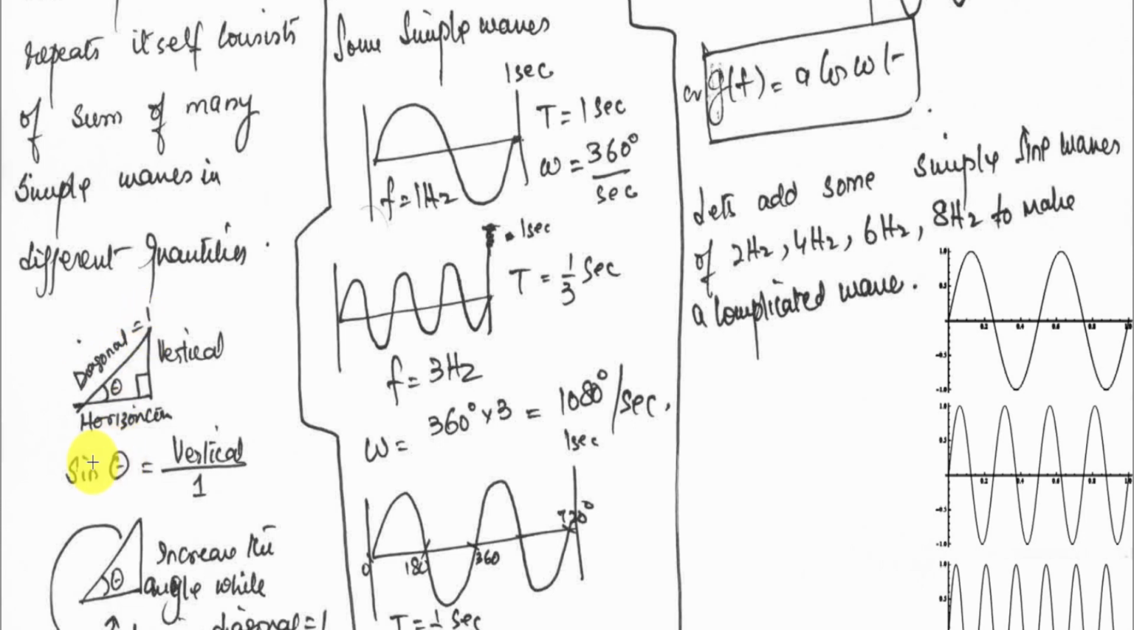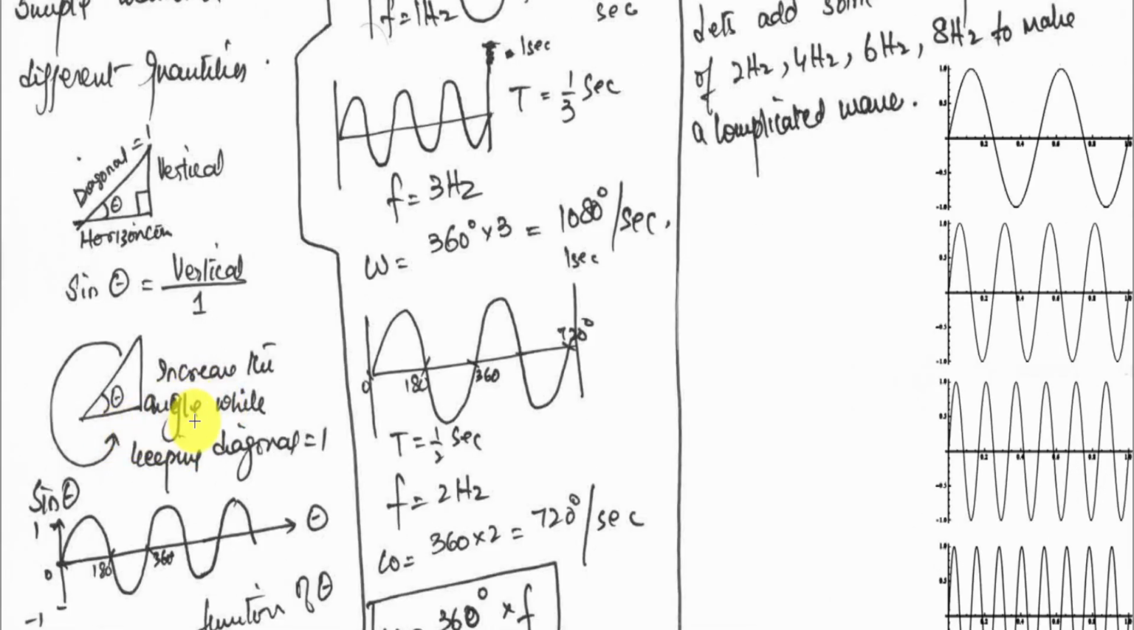So I can say that sine of this angle theta is vertical upon 1, or the height upon the hypotenuse. So if I increase the angle theta while keeping the diagonal equal to 1, obviously this thing is going in this fashion, the diagonal, and if I watch the length of the vertical, let's say theta equals 0, the vertical is obviously going to be 0.